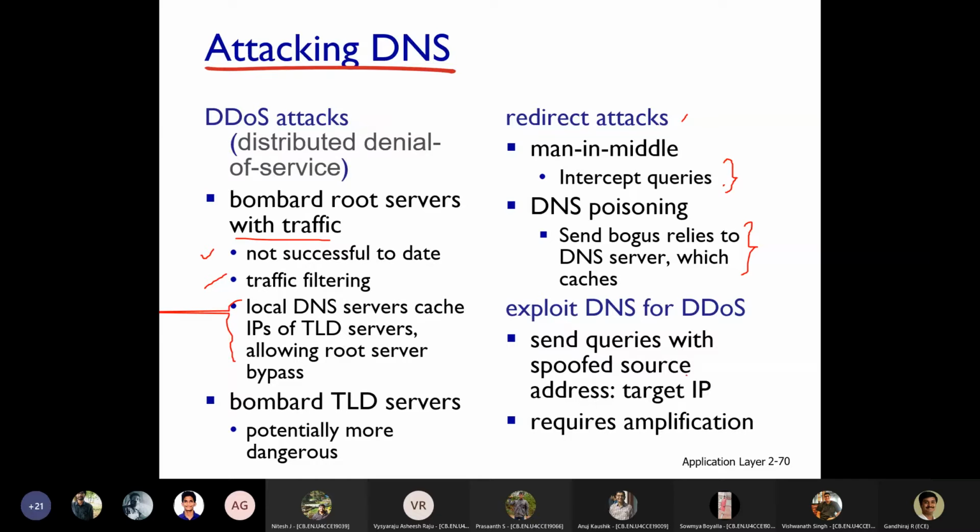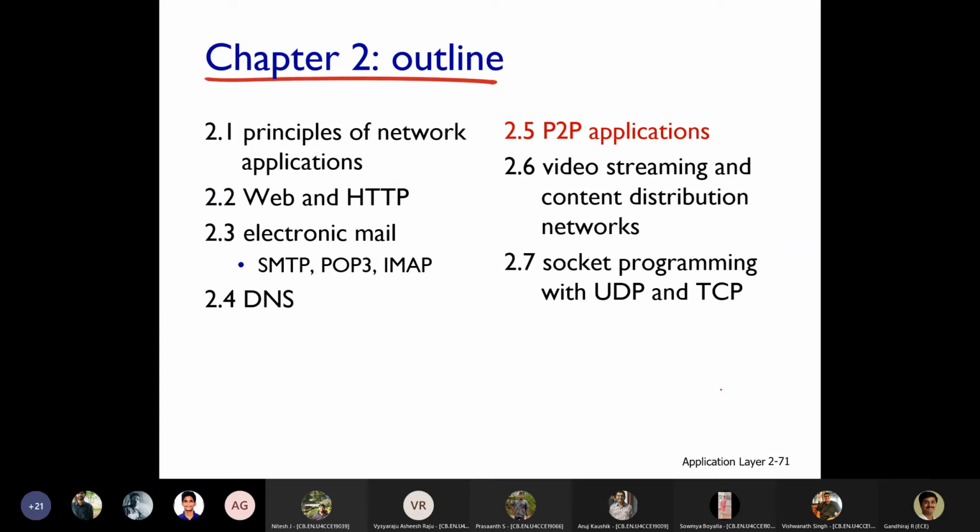Send queries with a spoofed source address, target IPs. So actually the source may not be available, but it will assume that it is. From there, it is sending the request like that. That type of environment can be created. So this is called attacking DNS. With this, the DNS part is over.